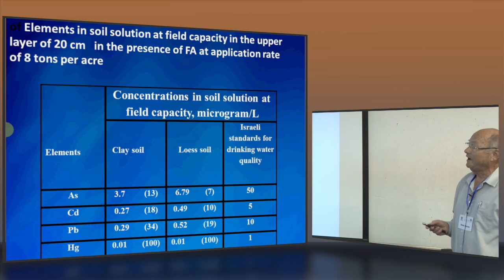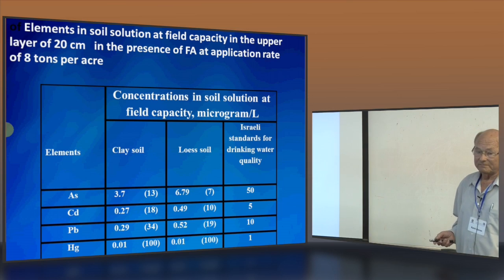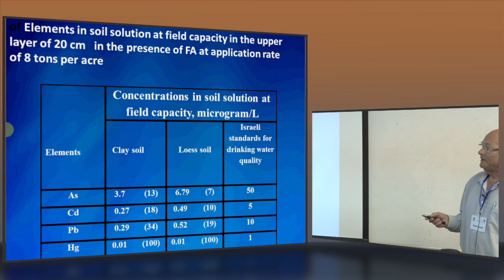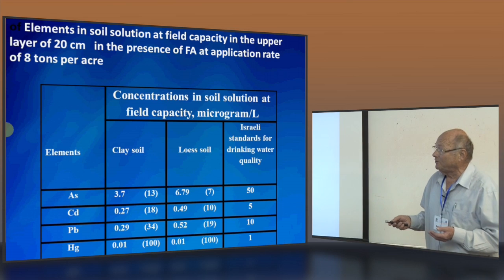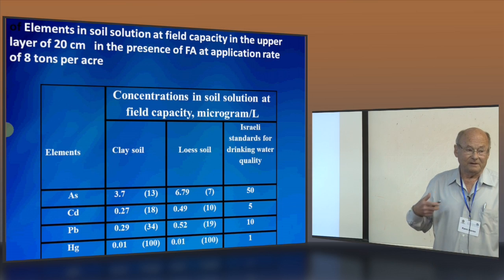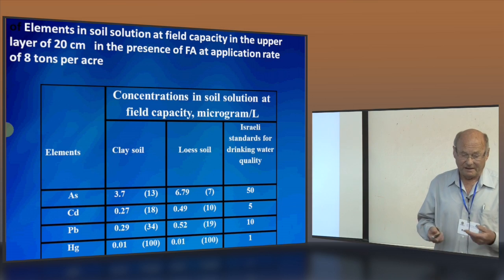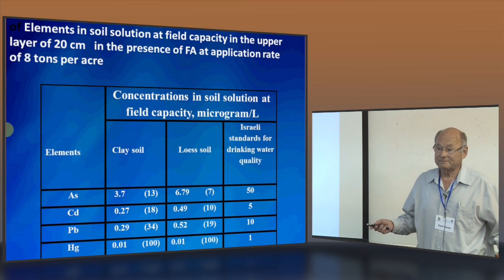Within the units of micrograms per liter: 50, 5, 10, and 1. 1 is mercury. Let's concentrate on the clay soil. All those elements are actually in the soil solution, available for plants.